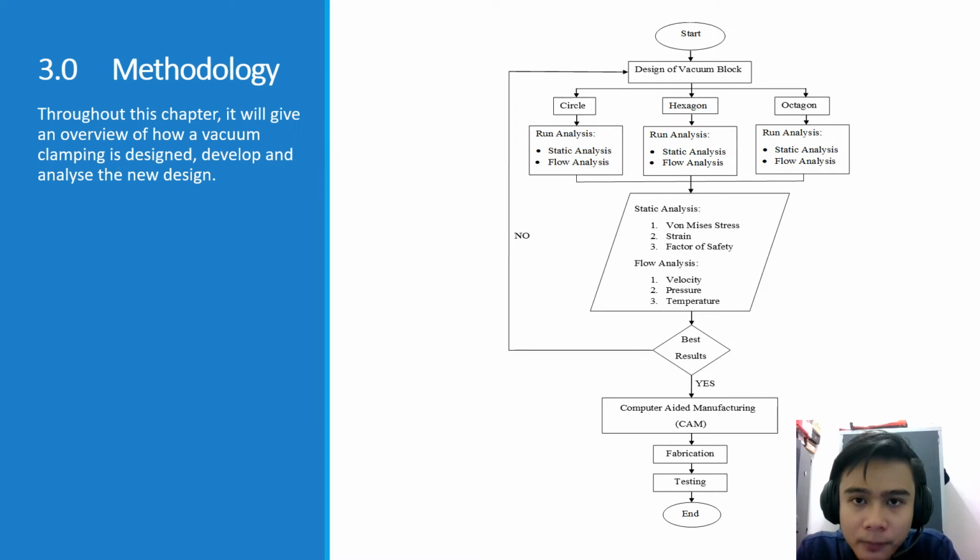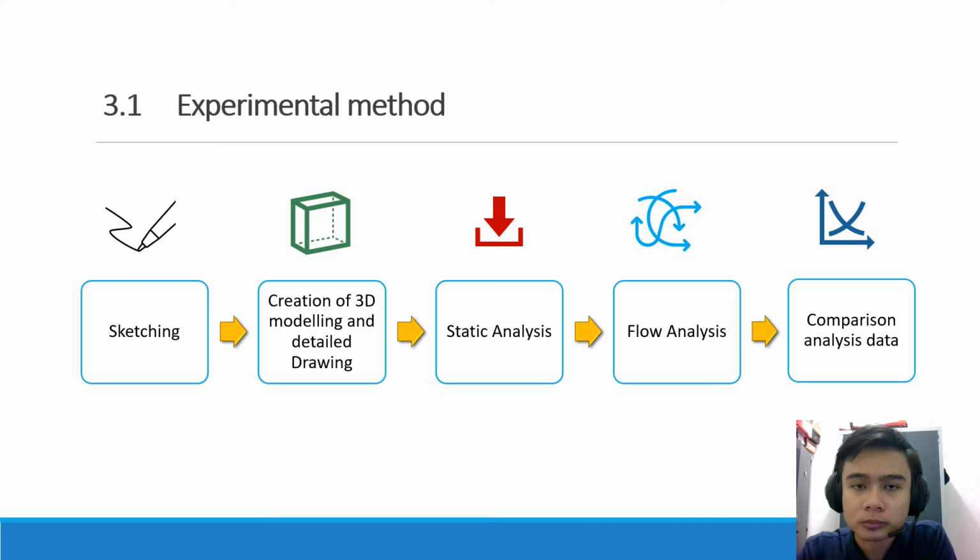When it meets my expectation of the desired result, it will proceed to the computer-aided manufacturing (CAM) process, then fabricating, testing, and end. When it does not meet my expected result, I will have to come back to designing a new vacuum block again. This is how my experimental method works.